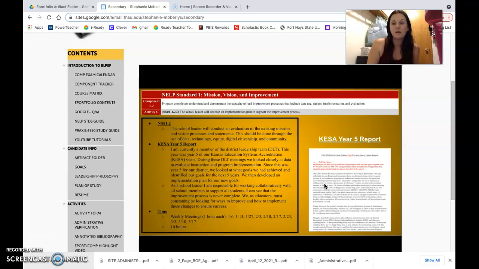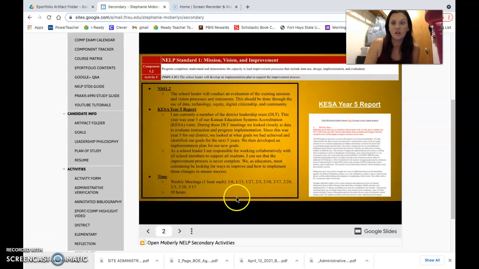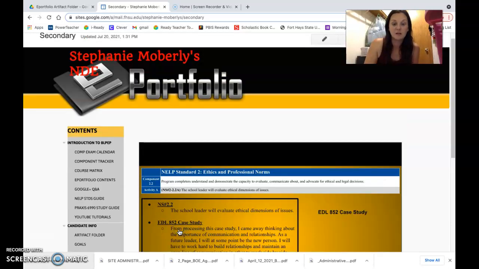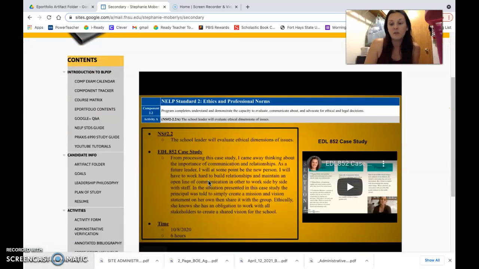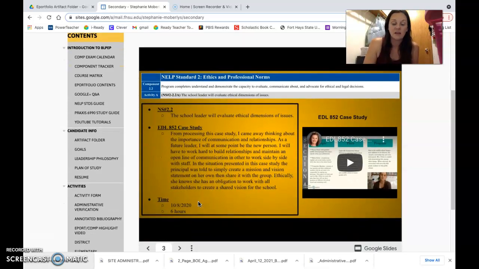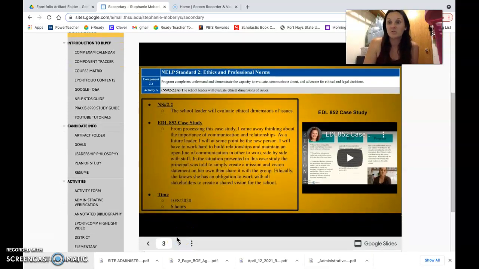So we were reviewing our goals for the past 5 years and the data and analyzing if we had reached those goals, as well as creating and making a plan for our next 5 years. Because we'll be starting year 1 again next year. Learned a lot during that process. I included my case study for EDL 852 for this one. It's about ethics and dealing with situations.